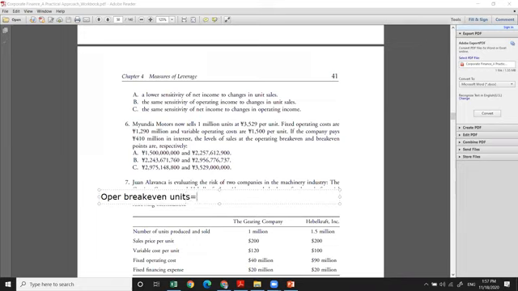So my fixed operating costs are 1,290,000. I don't have any other cost than this, so I will just use the price minus variable cost, divided by price: 3,529 minus 1,500.